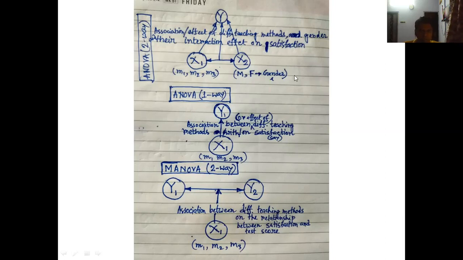Now think about one-way ANOVA. In one-way ANOVA there is only one dependent variable and one independent variable. The independent variable will have three levels, M1, M2, M3, three methods. You are testing the effect of different teaching methods on the satisfaction score, or if you take it as a test score, then you can take the test score effect that you are considering.